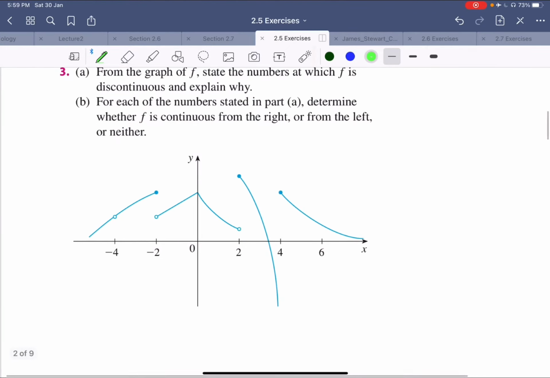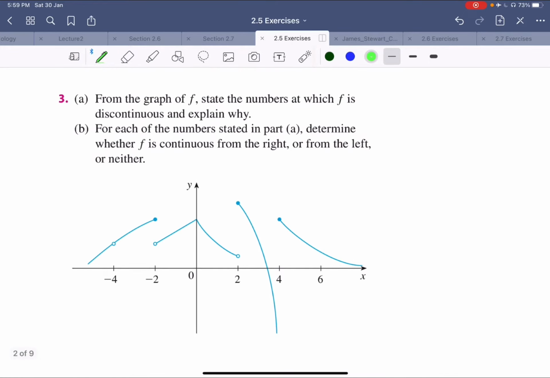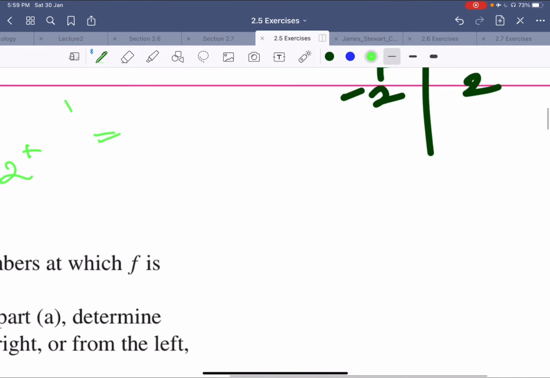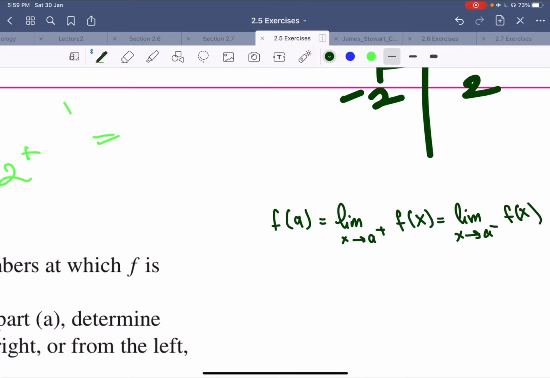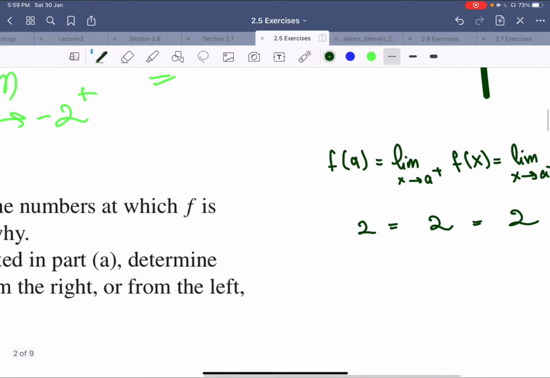So the first question is from the graph. The rule of continuity says that a equals the limit when x goes to a from the right and when x goes to a from the left; they all equal each other, all the same value. That means if the image is 2, the limit must be 2 from the right and from the left.